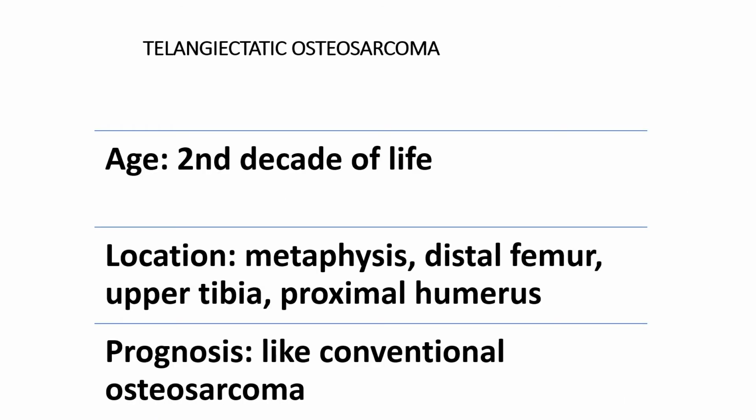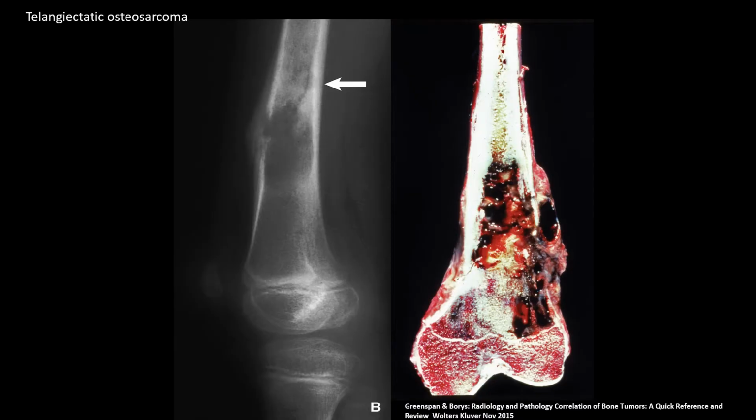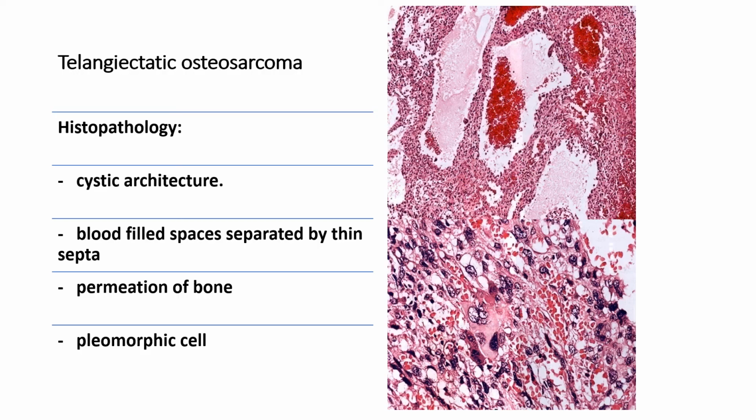Telangiectatic osteosarcoma is mostly seen in the second decade of life. Most of the cases are located in the metaphysis of the distal femur, upper tibia, and proximal humerus. It is a high-grade sarcoma with prognosis similar to conventional osteosarcoma. X-ray slides show lytic lesion with cystic component and cortical bone destruction. The next picture shows a cystic hemorrhagic lesion with cortical destruction.